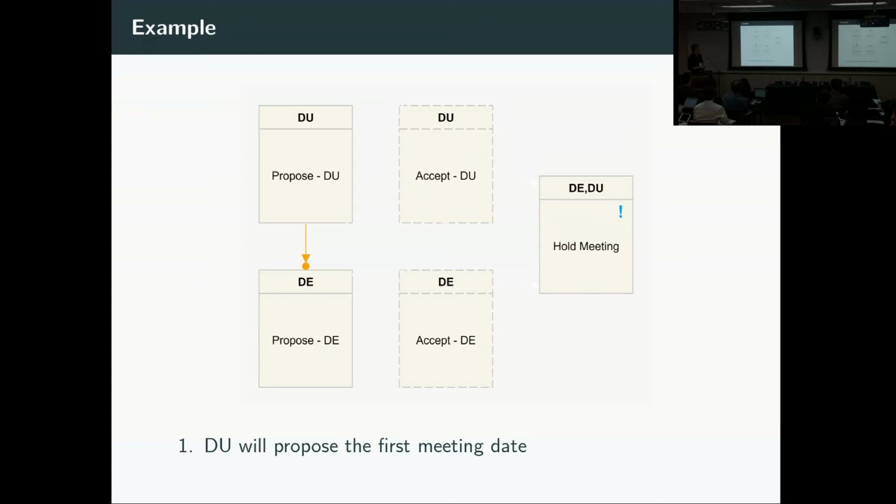So the Danish unions and Danish employers agreed that Danish unions will propose the first meeting. We model this as a constraining relation. This is called the condition relation, from Danish unions' proposed meeting date to Danish employers' proposed meeting event, which essentially means that this one has to be run before this one can be run or executed.